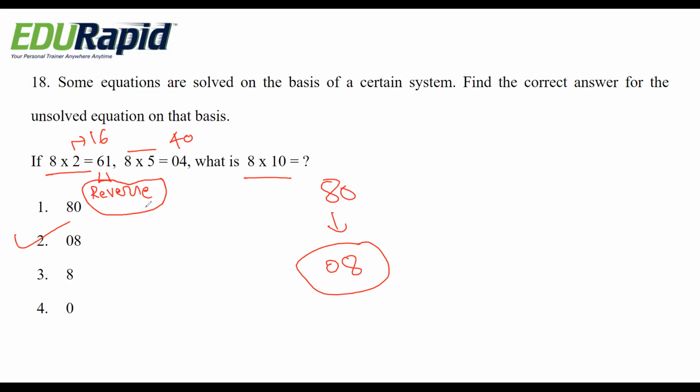Also here it is a reverse pattern. Sometimes you may get addition or subtraction or multiplication, division after reversing, like that you will get.